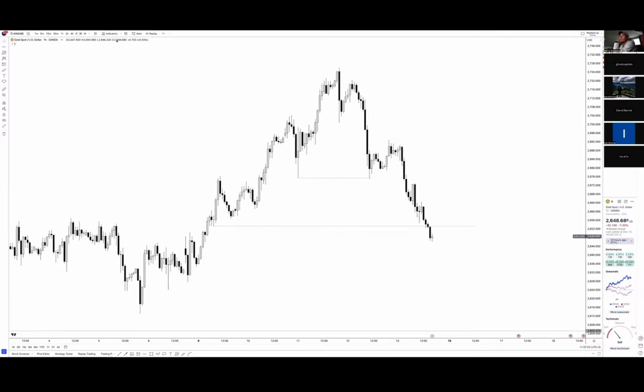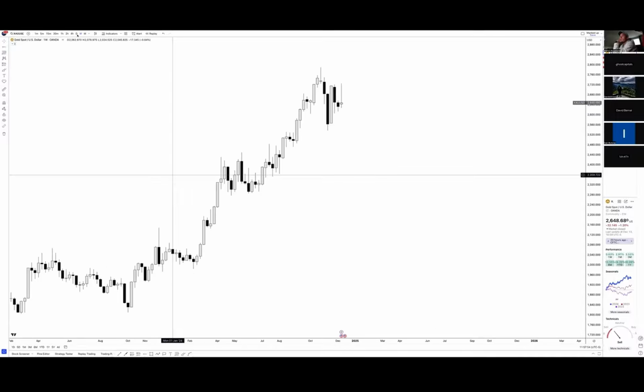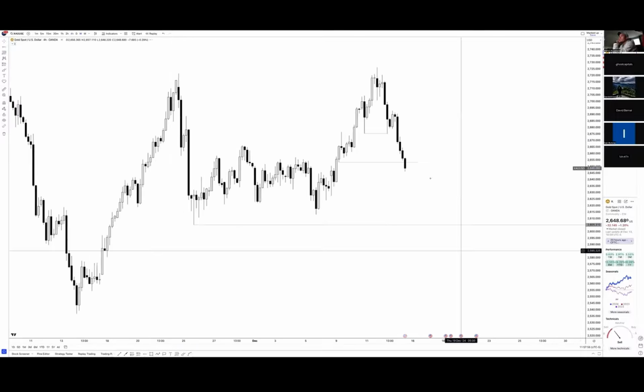Gold. We didn't look at gold yet. Wow. I hope we can get some good entries on this pair before we continue, before we hit these lows. I'm hoping we do, but maybe not.